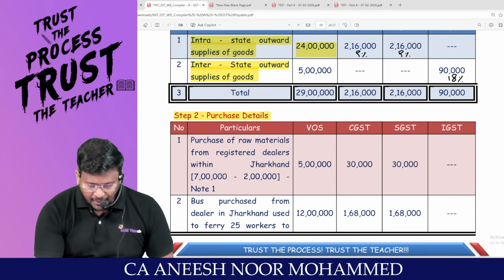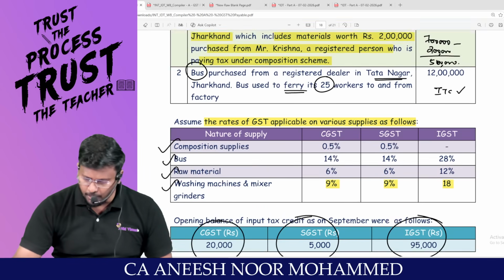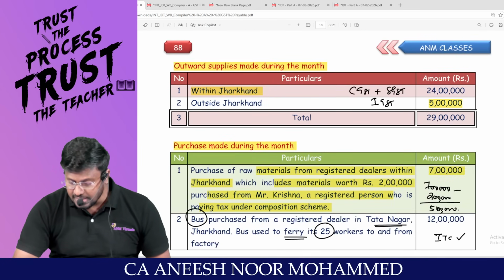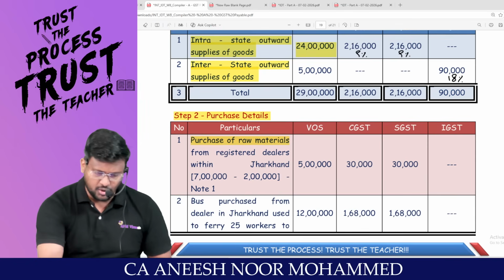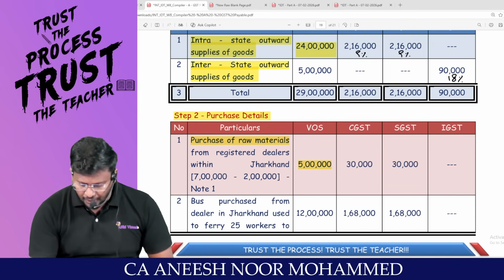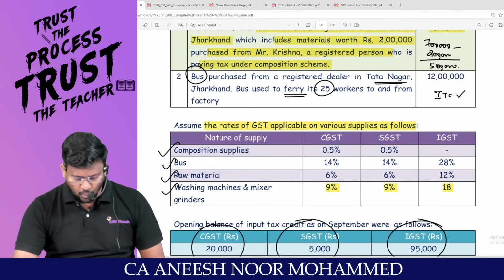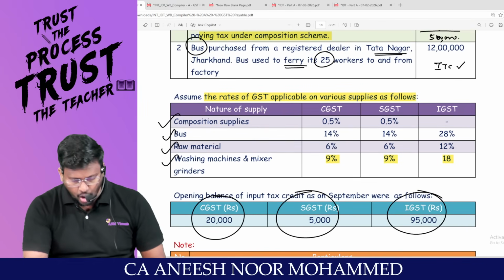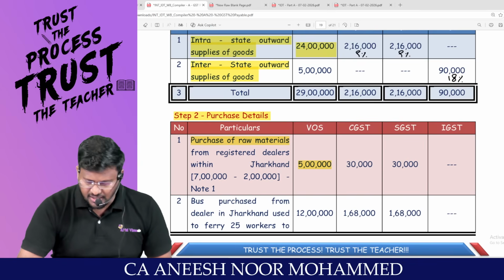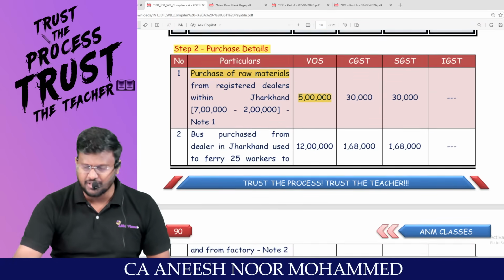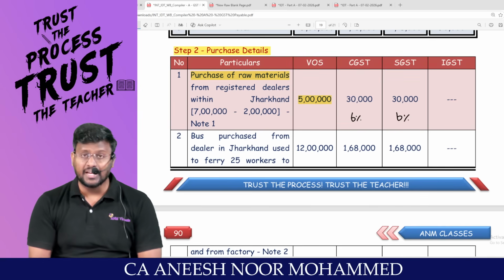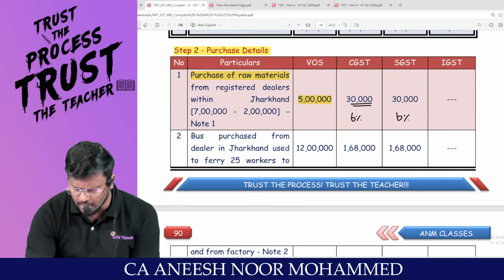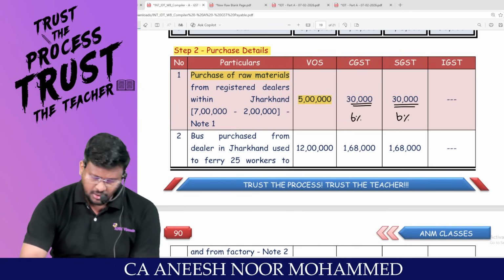Coming to purchase details. Sir, they have purchased raw material. What is the total amount of purchase? 7 lakh. Inside the 7 lakh, 2 lakh rupees of purchases are from a composition dealer, so remove that 2 lakh. So balance 5 lakh. For that purchase, what is the rate they have given? Raw material 6% and 6%. Is it an intrastate purchase or interstate purchase? 5 lakh into 6%, 30,000, and 5 lakh into 6%, 30,000.